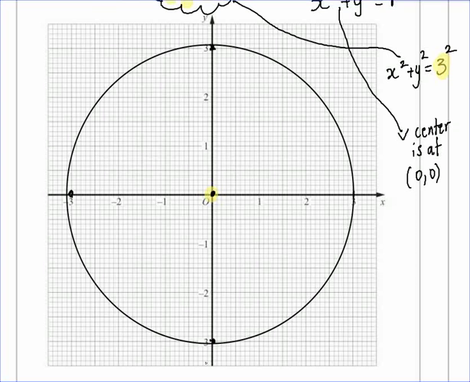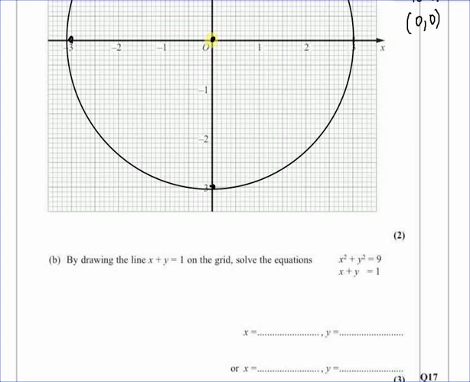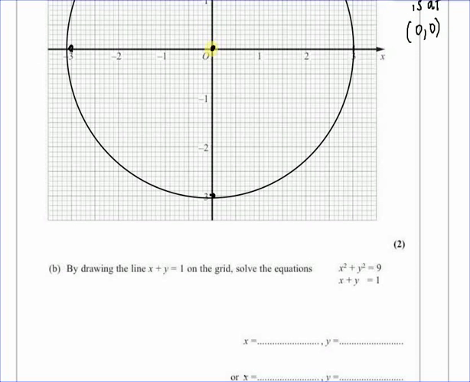Now, the next thing we need to do on the question, once we've drawn the circle, is by drawing the line x plus y is equal to 1 on the grid, we have to solve the equation x squared plus y squared is equal to 9 and x plus y is equal to 1. Now, in order to do that, what you need to do is draw this line first, and then we're going to use it to find the solution to those two simultaneous equations.